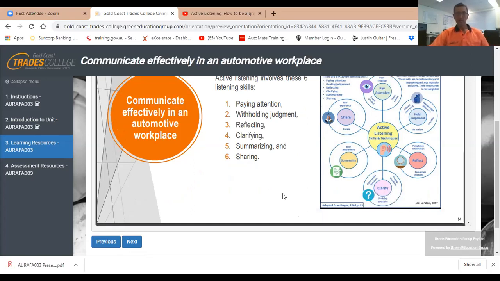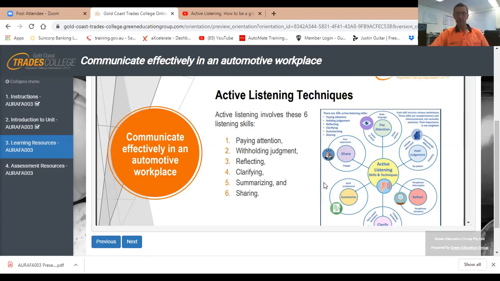So that's some active listening techniques, which are a skill. They require a little bit of work and a bit of practice to perfect all of those skills. So just to cover those again: paying attention, withholding judgment, reflecting, clarifying, summarizing, and sharing. Just onto our next tile.